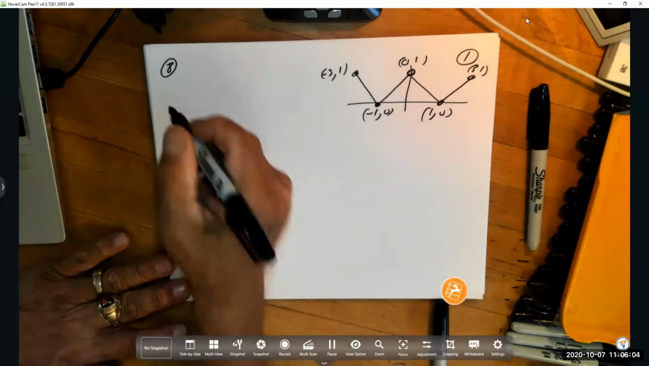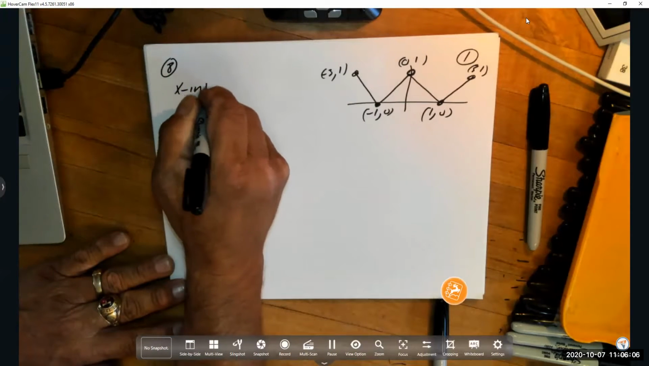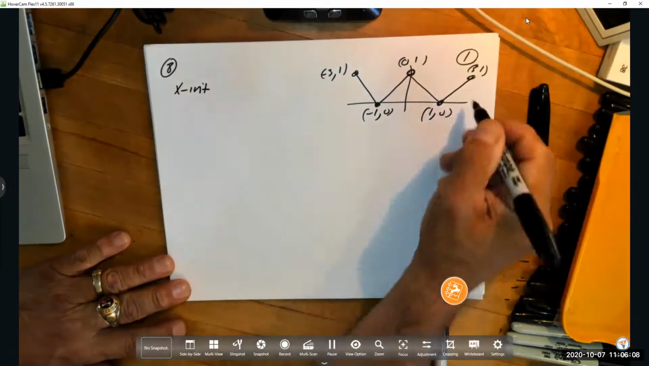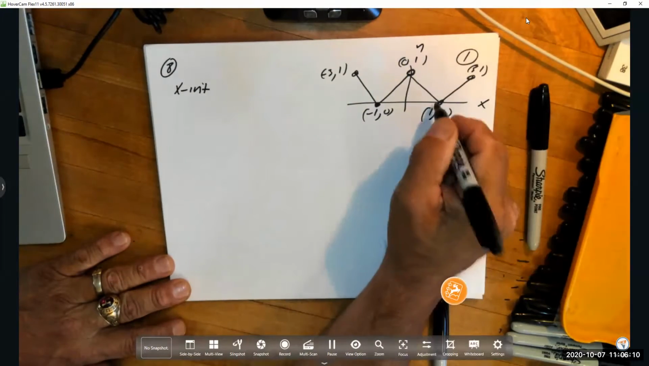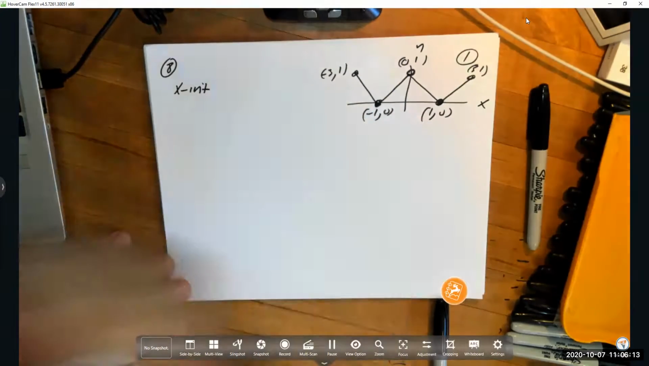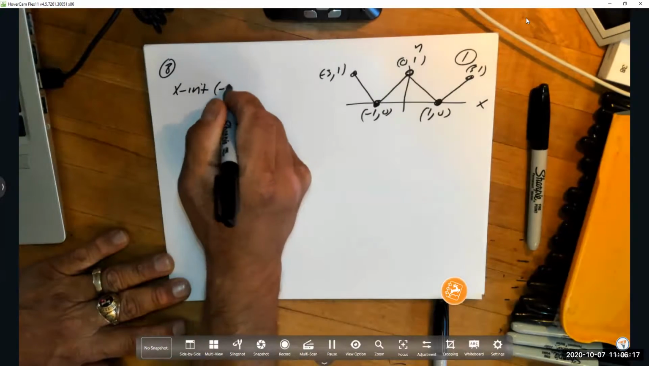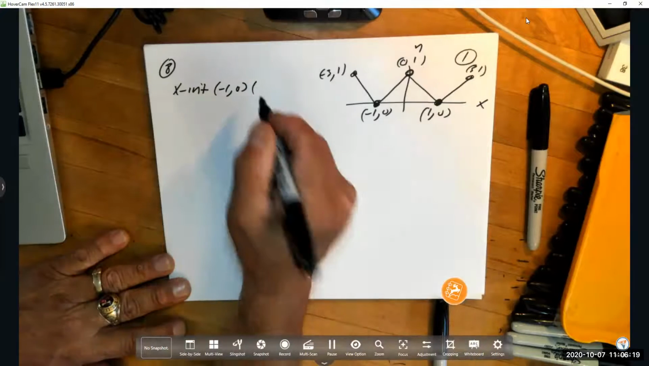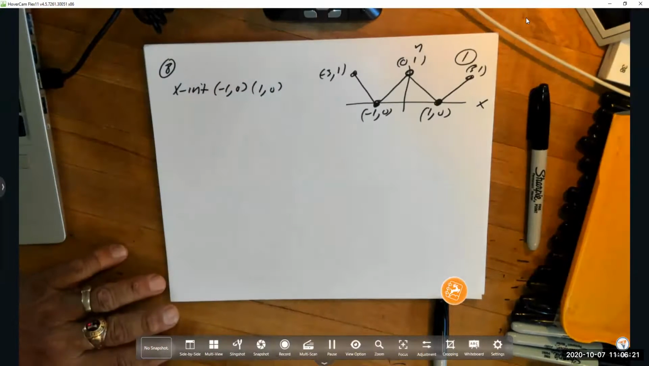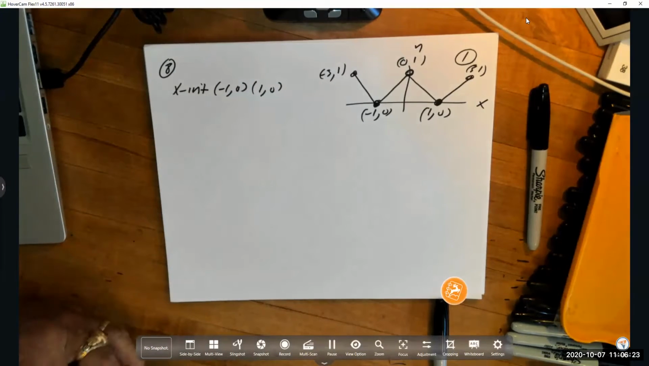So let me do the intercept first. The X-intercepts: where does it hit the X-axis? This is the Y, this is the X. So it hits right there and right there. It hits the X line, right? So the X-intercepts are negative 1, 0, and 1, 0. Those are the X-intercepts. Everybody okay with that part?